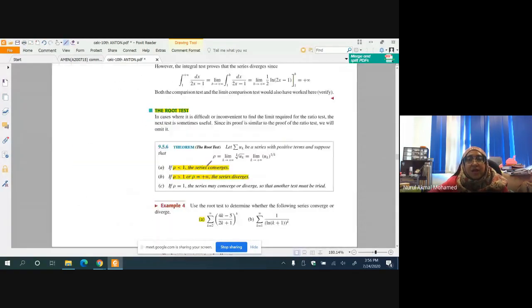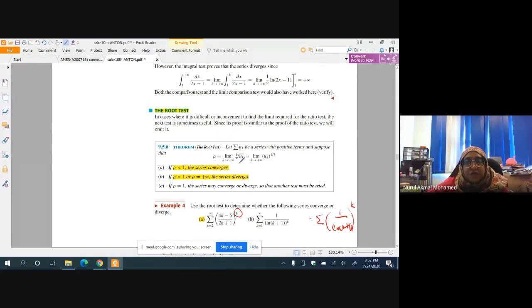And let's look at the root test. The root test is normally for series that have a power, like to the power of k, such as 1 divided by ln of k plus 1, to the power of k. So this is actually the summation, k equal to 1 up to infinity, of 1 divided by ln of k plus 1, to the power of k. For this kind of series, you can use the root test.